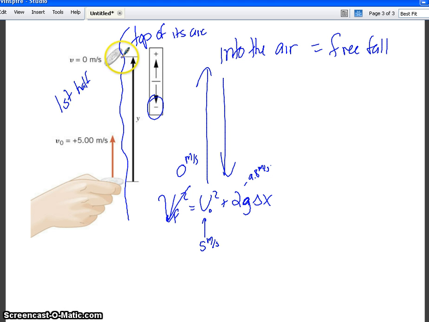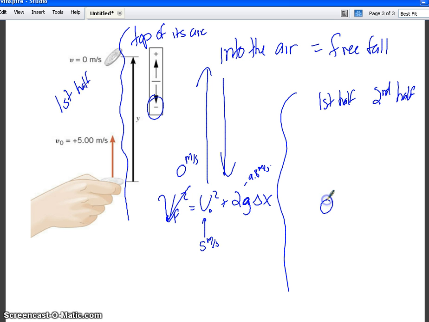Always remember the top of the path is always going to be 0 meters per second. Things have to stop before they come back down again. As a general rule of thumb, if you do have a problem where the object goes up and then comes back down, I recommend splitting it into two halves. The first half is the object starting off at a speed and then stopping. And the second half is it going from stopped back down wherever it's going.